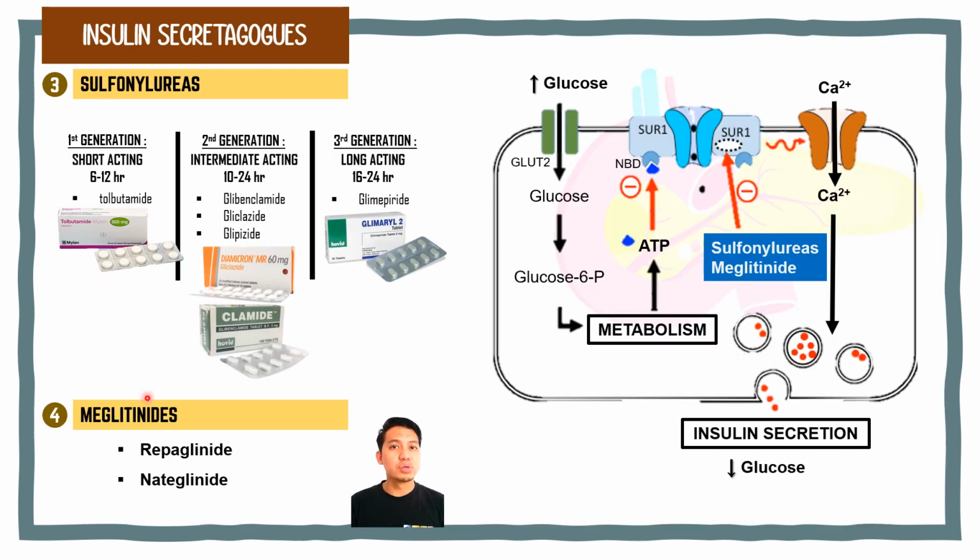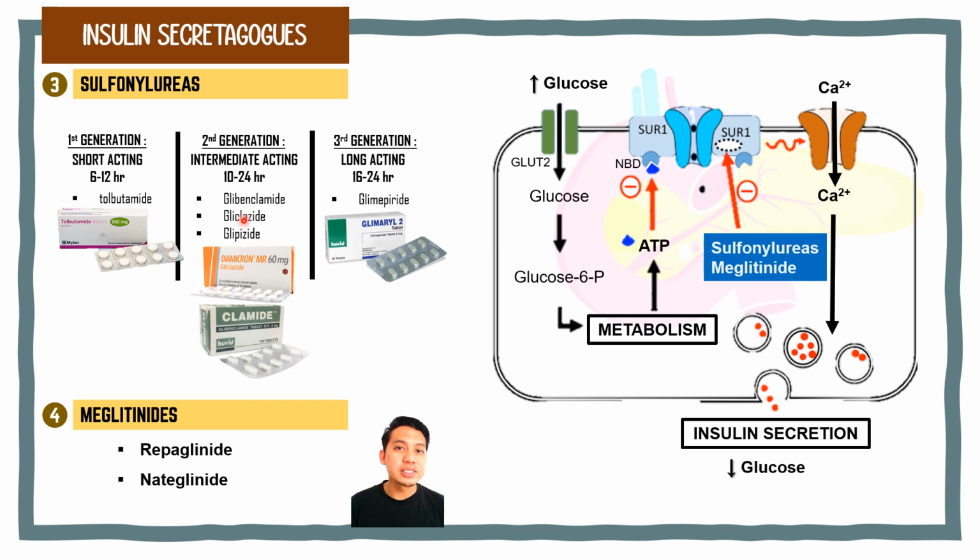The third and fourth glucose-lowering agents are sulfonylureas and meglitinides. Here are the drugs that are available in the market. There are three generations of sulfonylureas, which differ from one another in the half-life of the drug, as shown here.